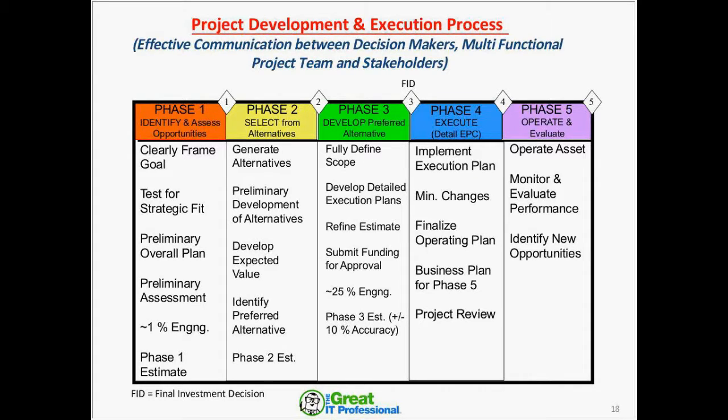By the time you come to Diamond 2, you have selected an alternative. Meeting with the sponsor, if the project looks viable, you go into phase 3, develop the preferred alternative for full funding. This is really going to fully define scope and refine the estimate. You've done about 25% engineering on our type of projects, and you come up with a phase 3 estimate, where you're trying to be within plus or minus 10% accuracy if you can.